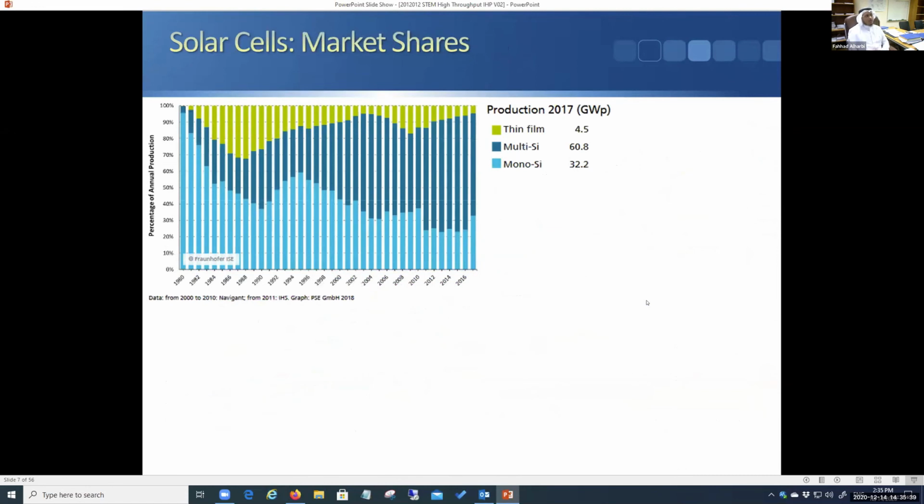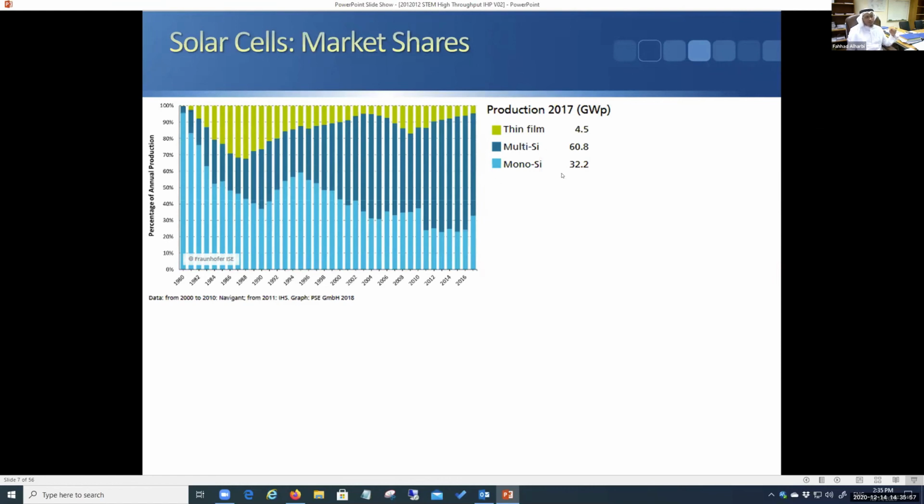When we go to the market, this is the market share for different technologies, and it is clear that silicon is dominating the market, and its dominance is increasing with time. In 2008, it was around 85%, but currently it's 95 plus and growing.